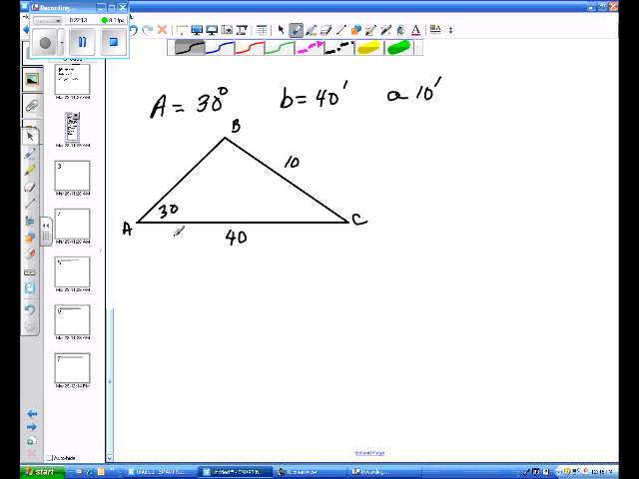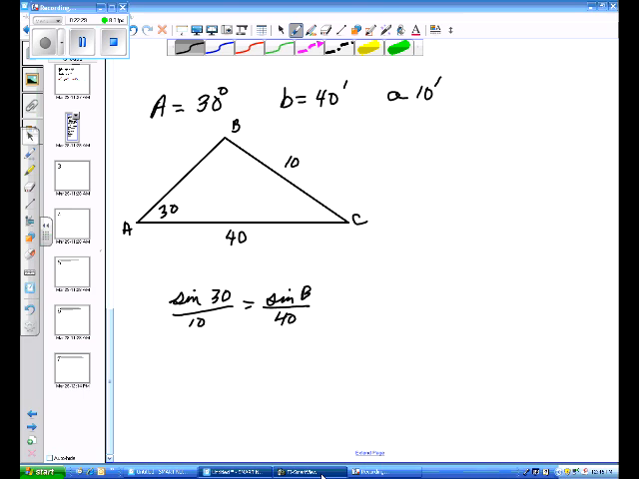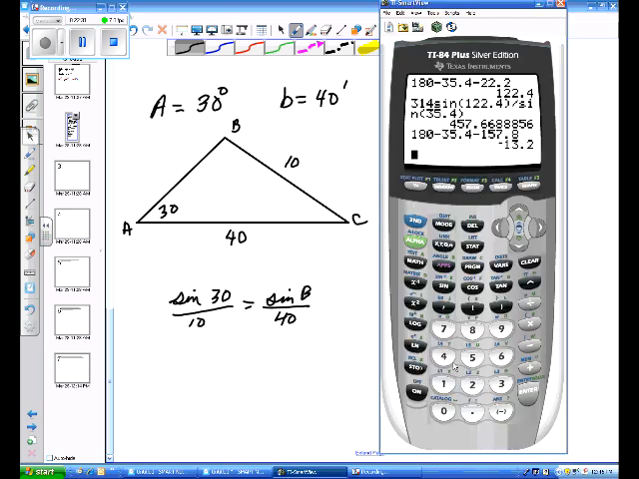So we're going to find angle B first. Well, we do the sine of 30 is to 10, as the sine of B is to 40. So using our calculator, we'll do 40 sine 30 divided by 10. Oh, okay, we forgot to do second sine, second answer.